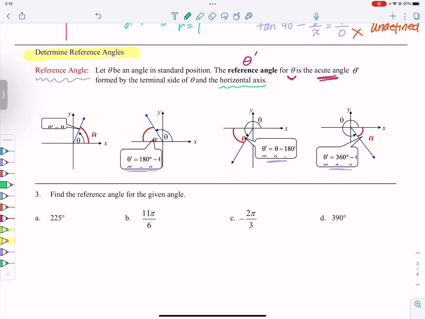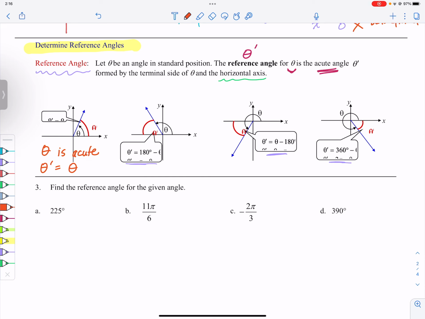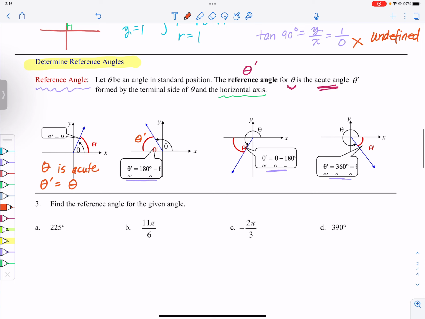What if you start off with an acute angle? As you can see, theta is acute here. So what happens? The reference angle is just equal to theta. Okay? What do you notice here? Theta is not acute. It is greater than 90 degrees. So what are we going to do? Because this is our reference angle. So what are we going to have here? In order to find our reference angle, we're going to have to take 180 degrees and subtract theta.